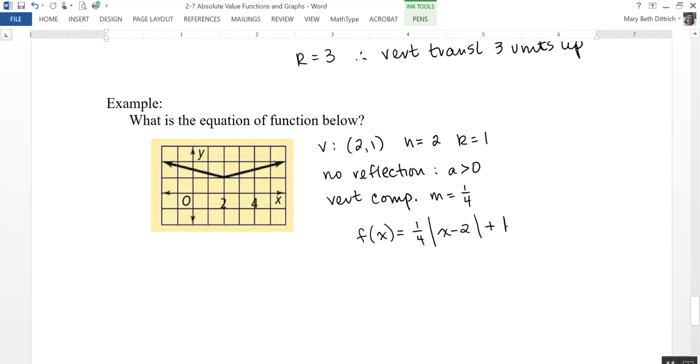So in this lesson, we took a look at absolute value functions and their graphs. We compared the parent function and the different translations that you can do, came up with the general form for the absolute value function, and discovered how to graph them and how to, from a graph, write the equation of the function.